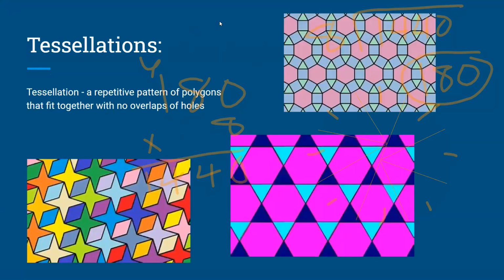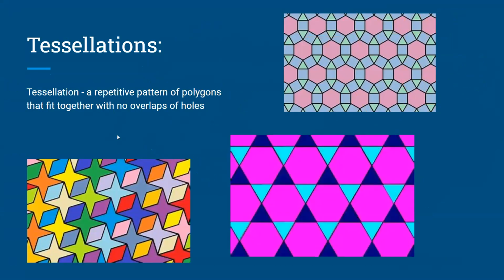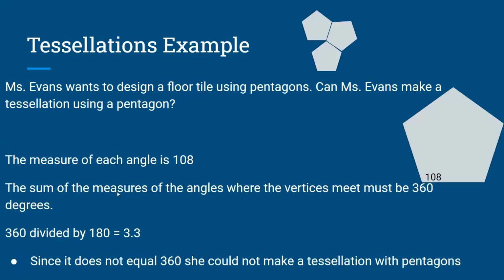Then looking at tessellations really quick. Tessellations are a repetitive pattern of polygons that fit together with no overlaps or holes. So as you can see, these are examples of polygons. So this one has some squares, some triangles, and then some hexagons. This has hexagons and triangles in it. This has a square or a kite. It has 4 sides, and then this shape has 1, 2, 3, 4, 5, 6, 7, 8. So this is an octagon. So this is where the shapes don't necessarily have to look like they did on the first slide.